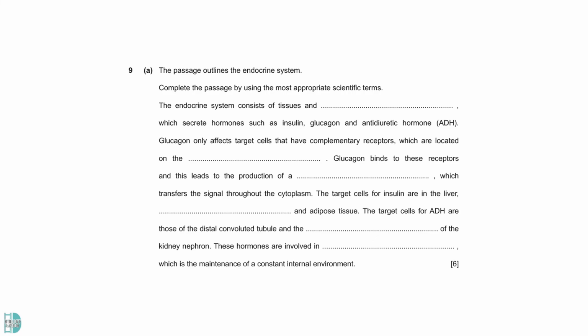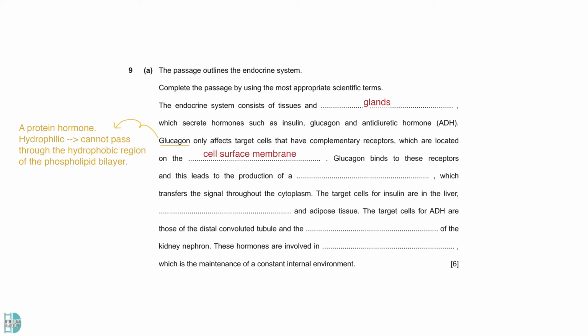The endocrine system consists of all the endocrine glands in our bodies. Glucagon is a protein hormone. All protein hormones are hydrophilic. They cannot pass through the hydrophobic region of the phospholipid bilayer. So, their receptors are located on the cell surface membrane. The binding of the hormone with its specific receptor triggers a second messenger pathway. Second messenger, such as cAMP, will be produced in the cell.